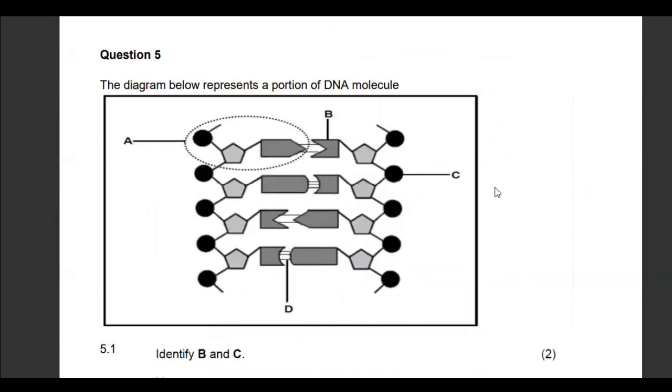But molecule C is phosphate, and then this is a nitrogenous base, and then this is phosphate, deoxyribose sugar, and then nitrogenous base. It forms what you call a nucleotide. And then weak hydrogen bonds, and this is a sugar, this is a complementary base, and they say this weak hydrogen bond.